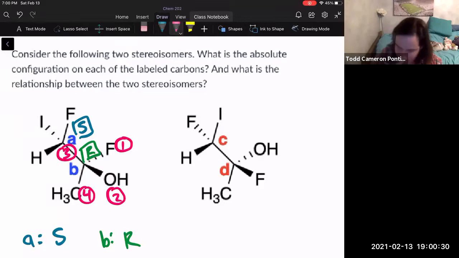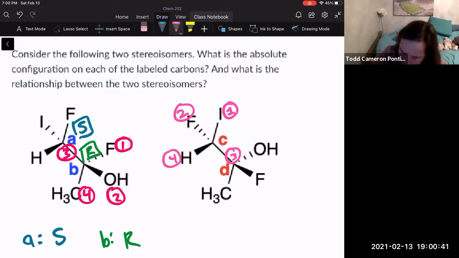And if we look at the numbers here, this is first place, the fluorine is second place, the hydrogen is fourth place, and this chain is third place. Once again, we don't have the lowest priority going into the page, so we have to do a little swoop and swap. So that's exactly what we're going to do. So swooping and swapping.